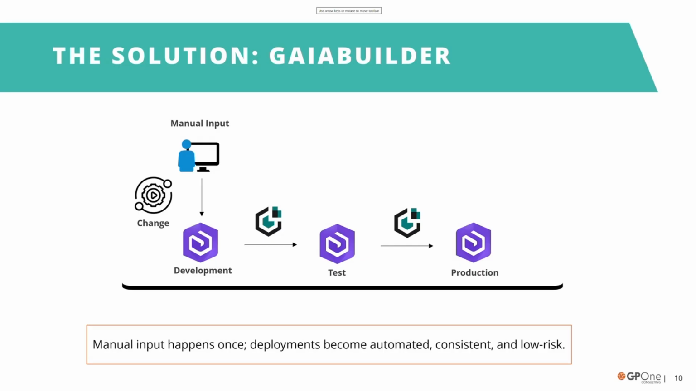And because every change is tracked, there's clear visibility into who changed what, when it changed, and how it moved through environments, with a reliable rollback if it's ever needed. Environments stay aligned and teams can move with confidence. With GaiaBuilder, we replace repeated manual builds in every environment with one controlled action in development and a predictable automated path through test and into production.